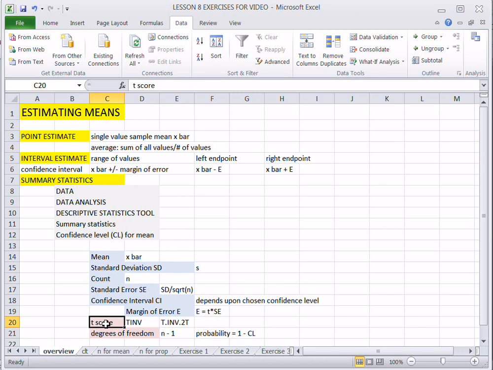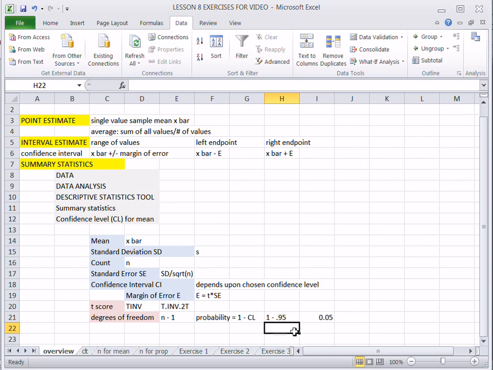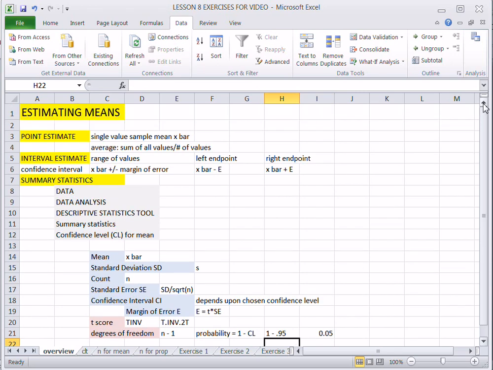When finding the T-score, the inputs are degrees of freedom and a probability. And the probability is going to be 1 minus the confidence level. So for a confidence level of 95%, the probability is 1 minus 0.95. So what you actually enter into the T.INV formula would be 0.05. And we will talk about that later when we do an example.